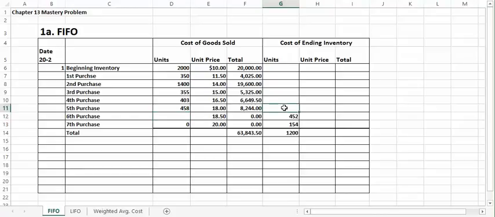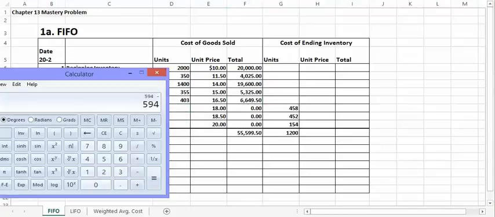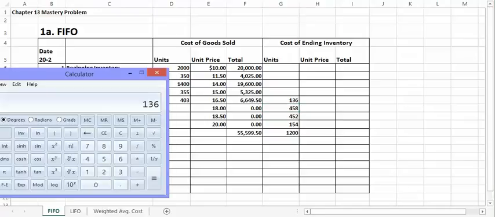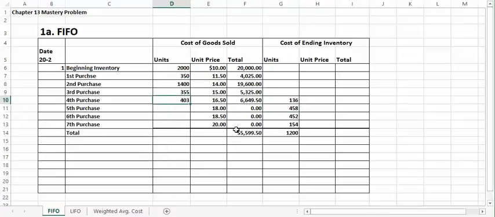So we're going to take all 458. So that is going to be a 0, or you can leave it blank. Okay, so we're going to subtract 458. That means we need to take 136 units out of the 403 units. So we're going to make that 136. And we're going to figure out how many we have left. So we're going to take 403 minus 136. That's going to leave us 267 units there.